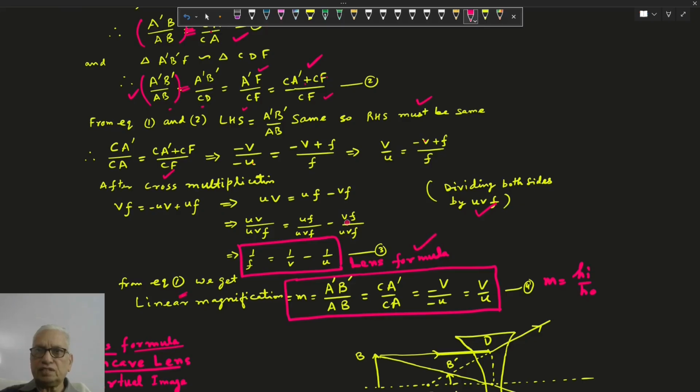From equation 1, the linear magnification formula, A'B' upon AB equals CA' upon CA, minus v upon minus u, cancelling the minus, v upon u. The formula for magnification can also be written as height of image upon height of object.